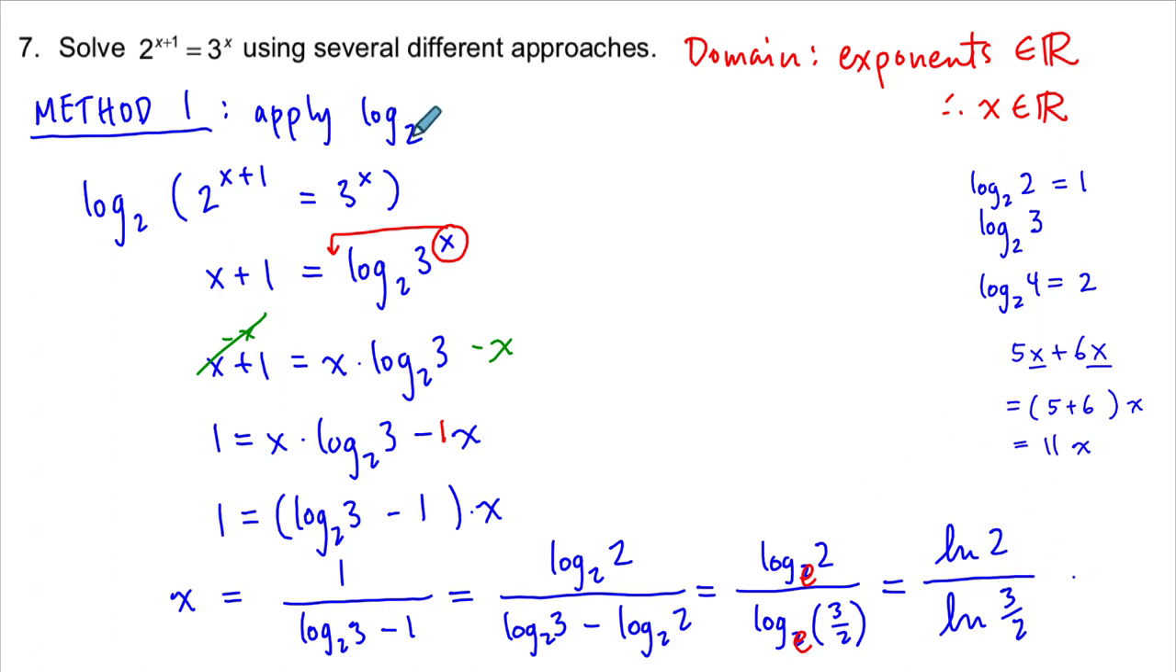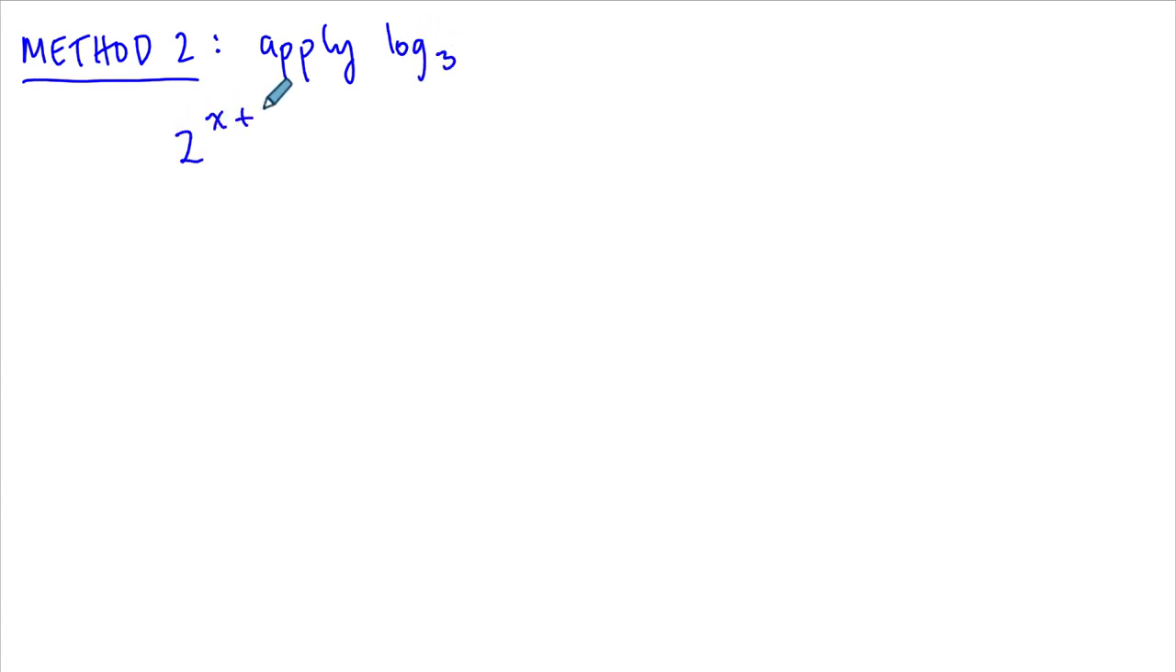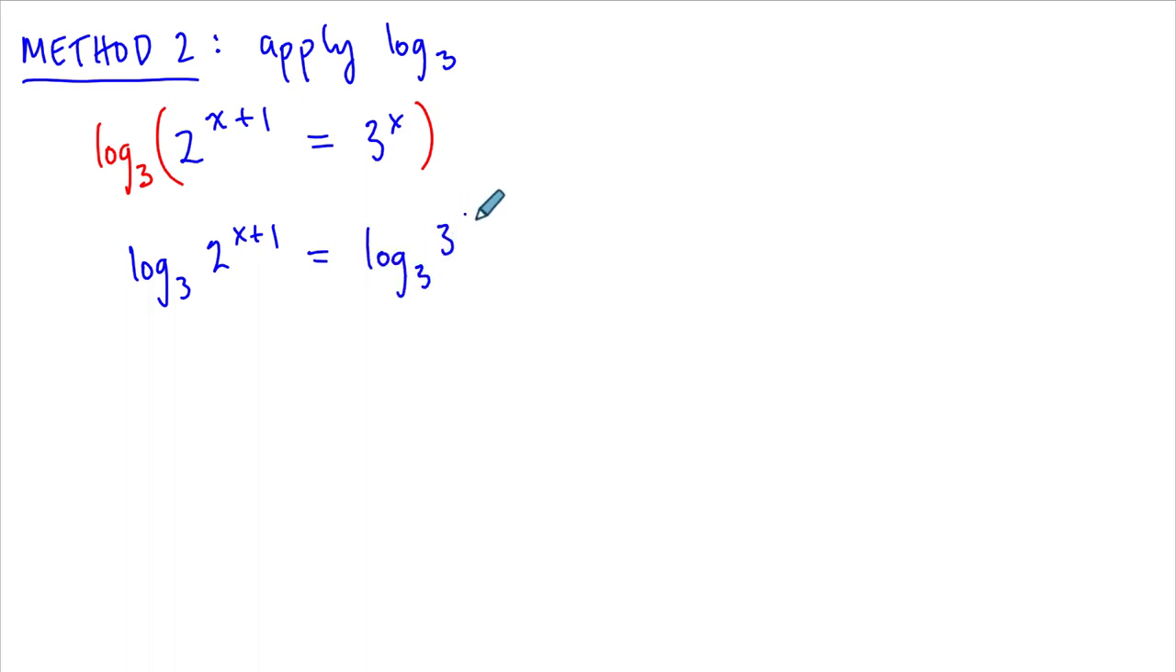Namely, apply log base 3 to undo the 3 to the. So we'll start off with the equation again, but this time we will apply log base 3 to both sides of the equation. So 2 to the x plus 1 is equal to 3 to the x, and put that equation in brackets and apply log base 3 to both sides. So we're going to have log base 3 of 2 to the x plus 1 on the left, and then log base 3 of 3 to the x on the right.